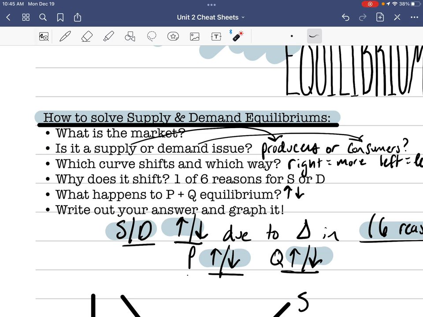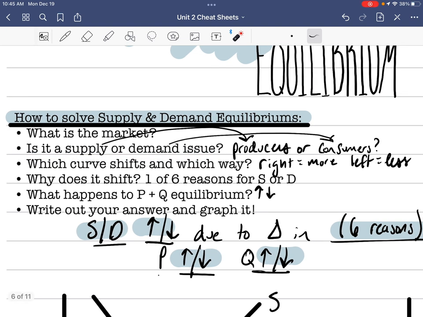Okay. Then we need to decide, is it a supply or demand issue? And the way we think that through is, who is it going to impact first? If it impacts the production of the good first, the producers, the people making it, supplying it, then it's a supply issue. If it impacts the consumers first and how we buy it, then it's a demand issue, okay? So we decide which curve, supply or demand, and which way. And always remind yourself, right is more and left is less. So if we're going to shift the curve to the right, that means there's an increase in supply or demand, or to the left would be a decrease in supply or demand.